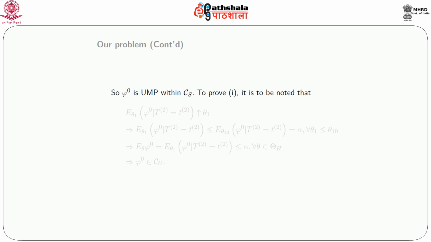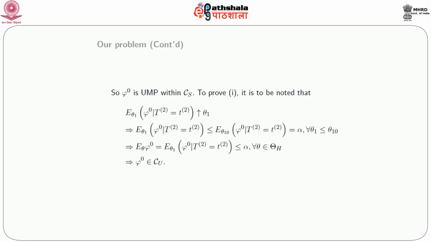To prove 1, it is to be noted that expectation under θ₁ of φ₀ given T₂ is increasing in θ₁. This implies expectation under θ₁ of φ₀ given T₂ is less than or equal to expectation under θ₁⁰ of φ₀ given T₂, which is equal to α for all θ₁ less than or equal to θ₁⁰. This implies expectation of φ₀ under θ is equal to expectation under θ₁ of φ₀ given T₂, which is less than or equal to α for all θ belonging to Θ_H. This implies φ₀ belongs to C_U. Therefore φ₀ is UMPU of level α.